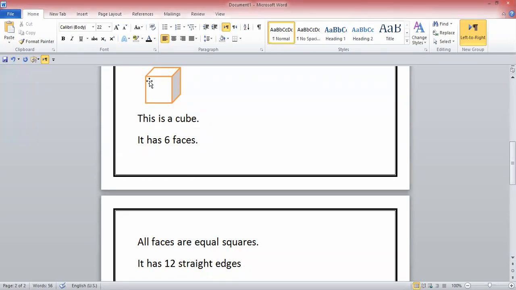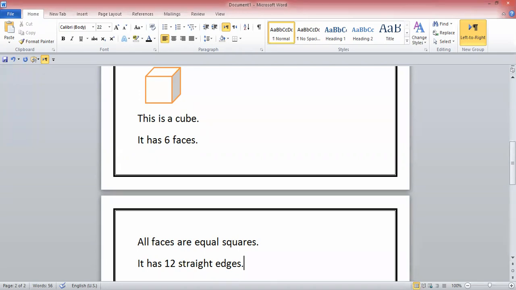You will get to know about the curved edges also when we learn cylinder and cone. What are the edges we have already learned? The lines by which one face meets another face. So this is one, two, three, 4, 5, 6, 7, 8, 9, 10, 11, and this one here will be the 12. So it has 12 straight edges. We're talking about the cube.